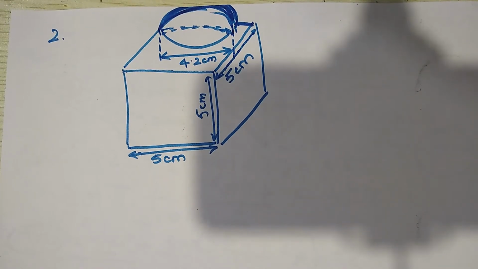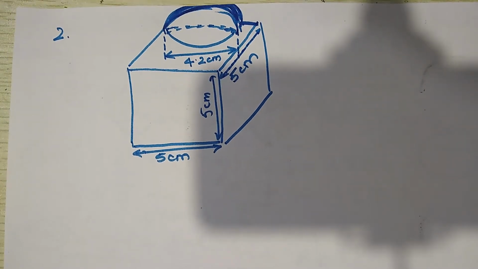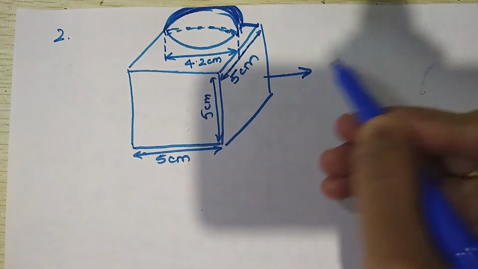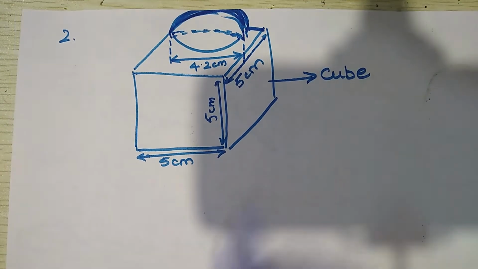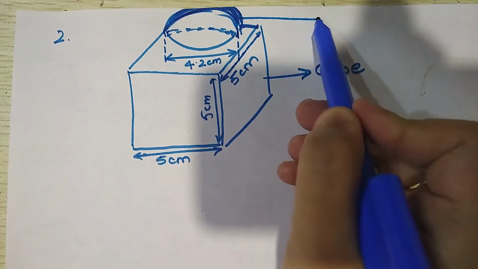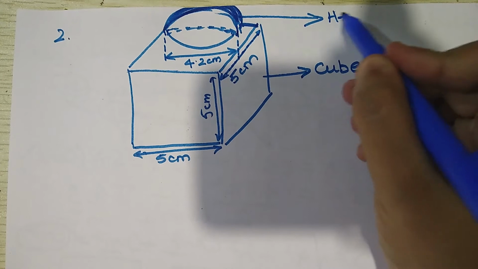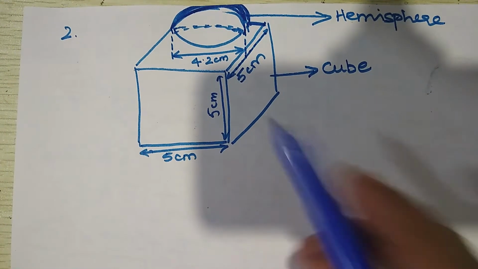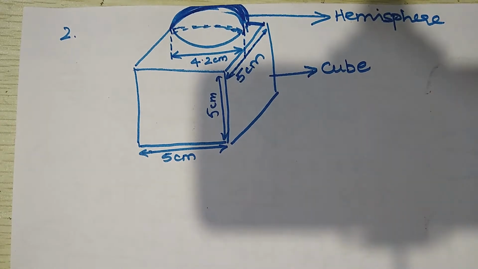We'll be continuing with chapter 13, surface area and volume, question number 2. In this given diagram, there are two solids combined together. Here, this one is a cube and this is a hemisphere. So, the dimensions are given.